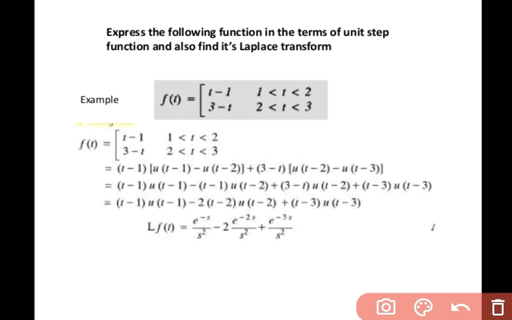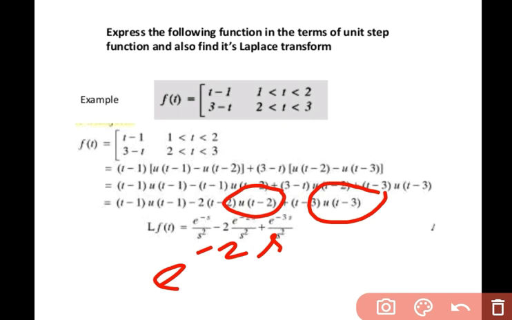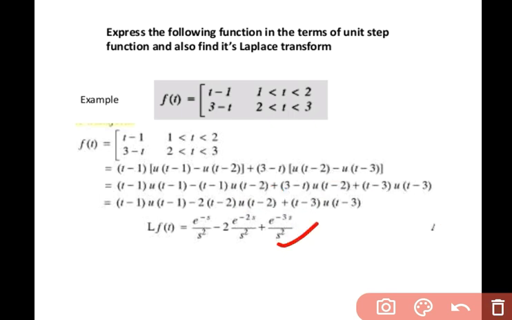So this is t minus 2, so this 2 is here as minus 2s, and t minus 3, this is 3, right? T minus 3, t minus 2, t minus 1, e to the power minus s. Clear? If u of t minus 1, then we simply get e to the power minus s. When u is a function of t minus 2, then after taking the Laplace transform we get e to the power minus 2s, and similarly if u is a function of t minus 3, then after taking Laplace we get e to the power minus 3s. This is clear.